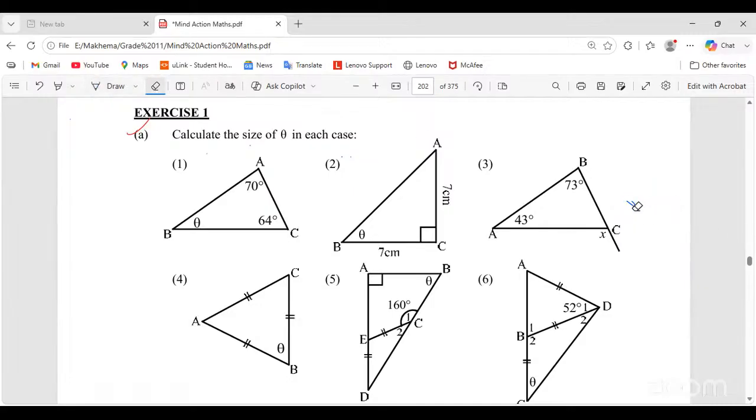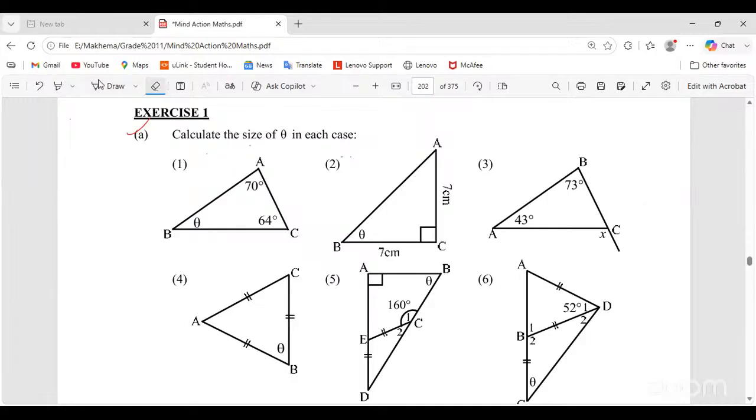And then we also have angles that are called obtuse angles. Obtuse angles are the angles that are greater than 90 degrees but less than 180 degrees. Then we have a straight line, which is an angle that is exactly equal to 180 degrees. We also have the reflex angle. The reflex angle is the angle that is greater than 180 degrees but less than 360 degrees.